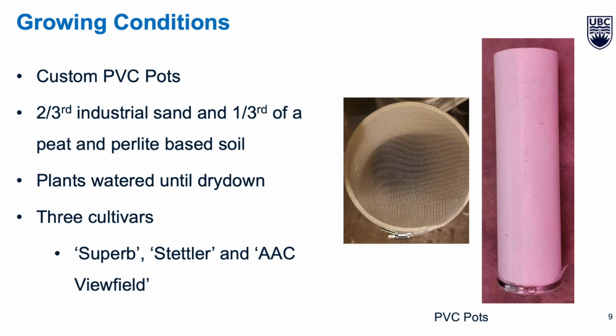3 cultivars were used in the experiment, and these were chosen based on their drought performance. Superb was picked as the drought susceptible line, as it was noted to have not performed as well in drought conditions when compared to Stettler in a previous study. This was also the reason that Stettler was picked as the drought tolerant line. AAC Viewfield was also chosen as a drought tolerant line because it was noted to have performed well in the drought conditions in the field.